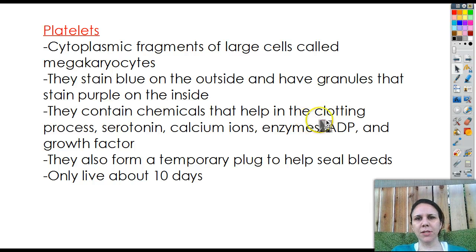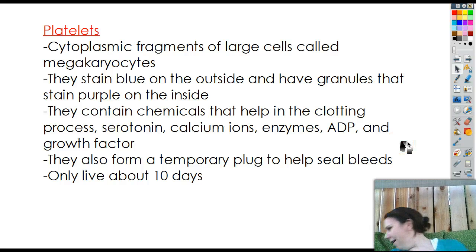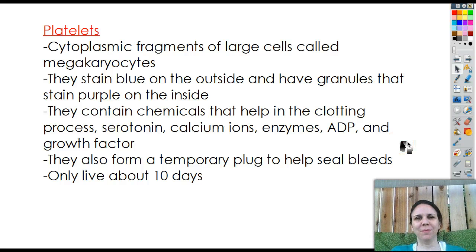They contain chemicals that aid in the clotting process, such as serotonin, which was one of the things on the crossword. They also have calcium ions, enzymes, ADP, and growth factor, all of which are important for the clotting process, which we will get into in 6-6. So we kind of need to know about platelets before we do that. They also help to form a temporary plug to help seal up bleeds, and they only live for about 10 days. So once they're done, they're done.